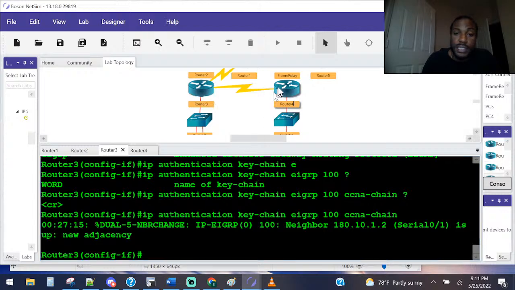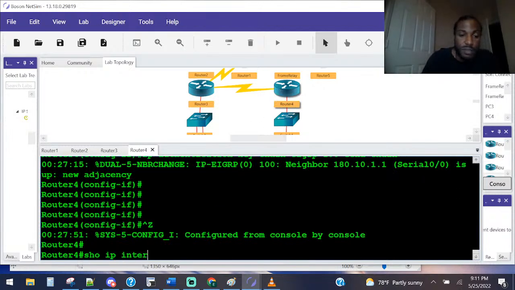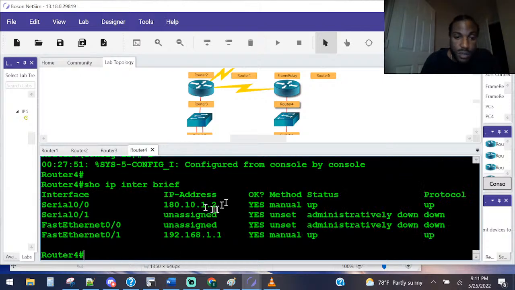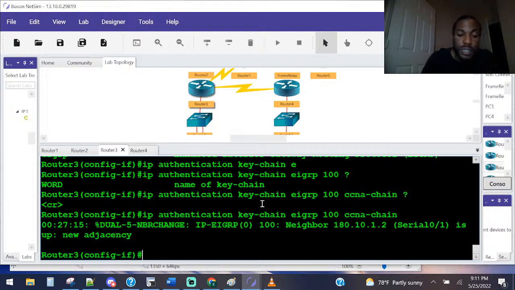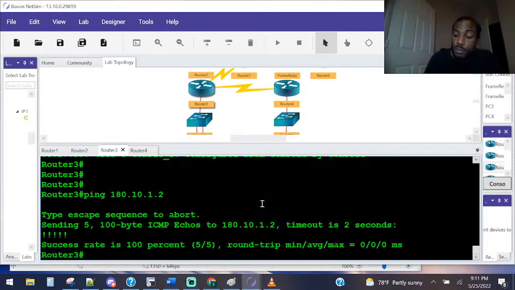0/0 is router 4. Show IP interface brief. 0/0 is 180.10.1.2. So we're gonna ping that guy. Ping 180.10.1.2. Get on our knees, pray to the network gods.